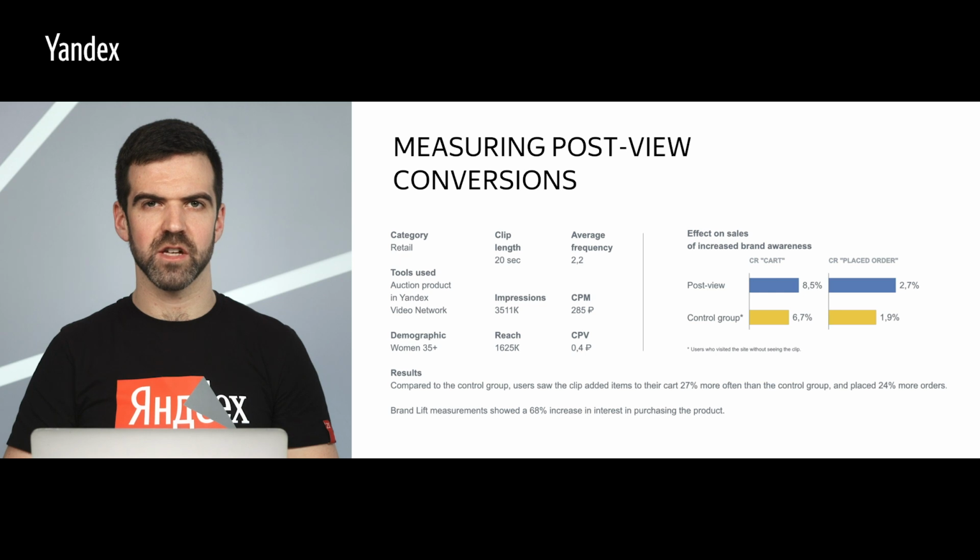According to our own observations, the share of delayed conversions can be 30 to 50%, and in some cases even 70%. This case gives us an example for how conversions for adding items to the cart and placing an order can be higher in the group that saw the video clip in comparison to the control group.